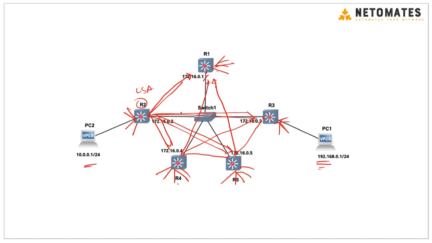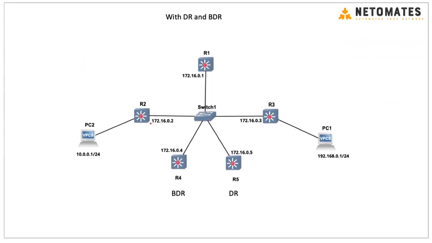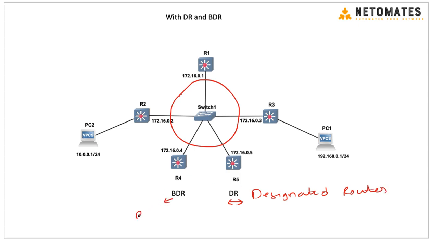So for that purpose, in a topology like this, that means broadcast, where we have multiple routers sharing the same broadcast domain, meaning they are all in the same network, instead of everyone forming an adjacency with each other and everyone sending routing updates to everyone, the OSPF process will select one of the routers in this topology as a designated router, and another router as a backup designated router.